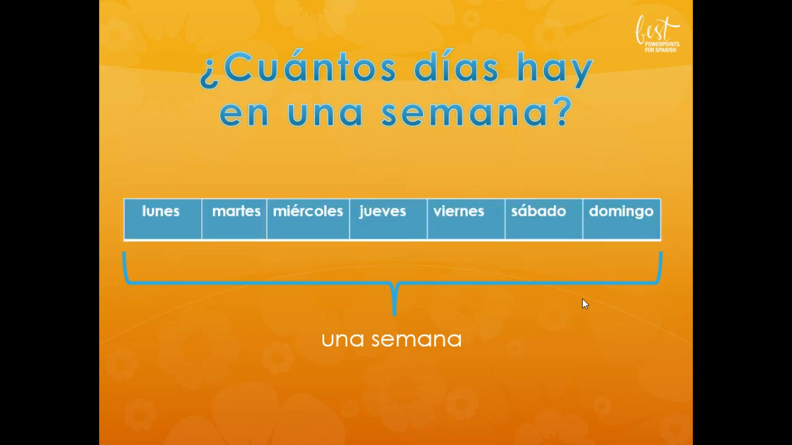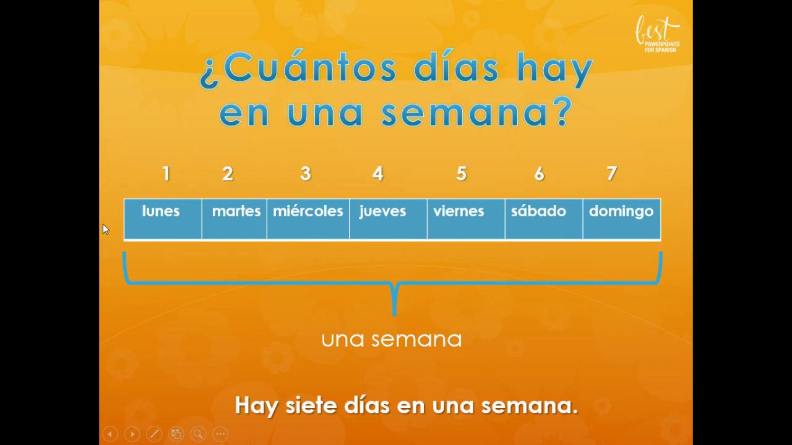Tengo una pregunta. I have a question. ¿Cuántos días hay en una semana? ¿Cuántos días? ¿Hay 5 días en una semana? ¿2 días? No, hay 7, ¿verdad? 1, 2, 3, 4, 5, 6, 7 días en la semana. Ok, muy bien.